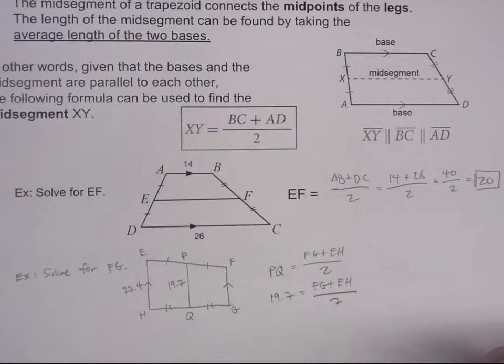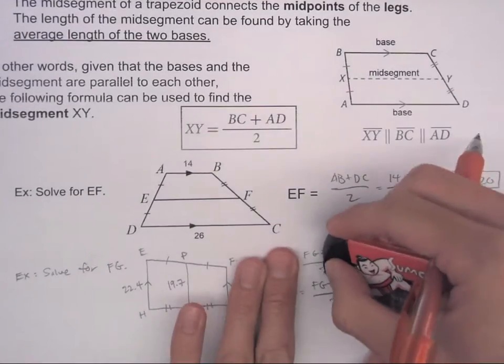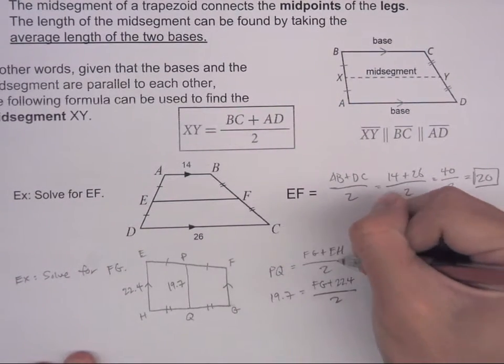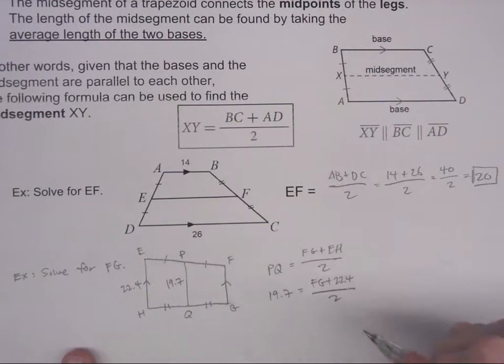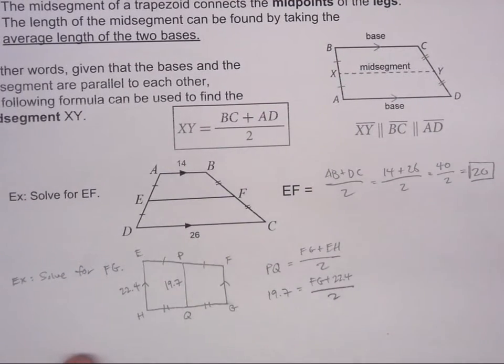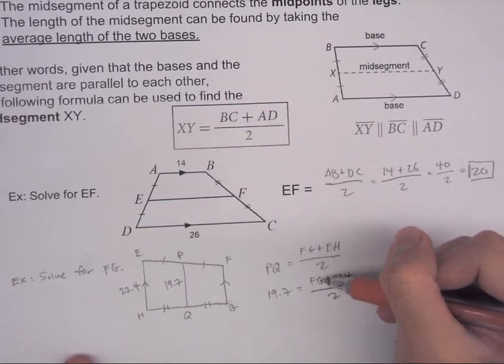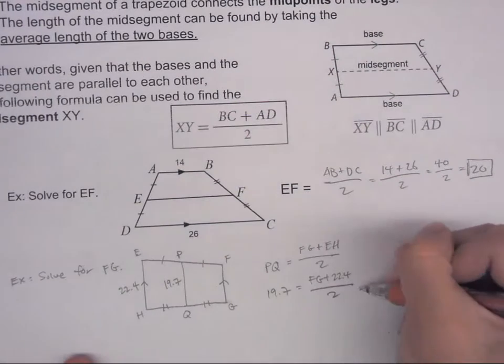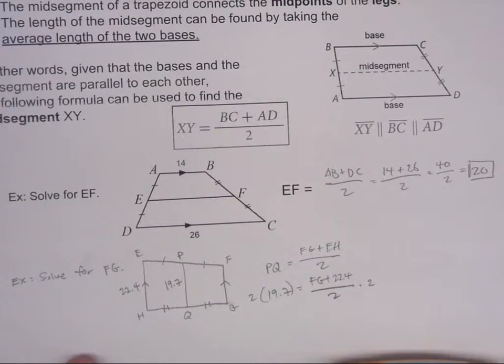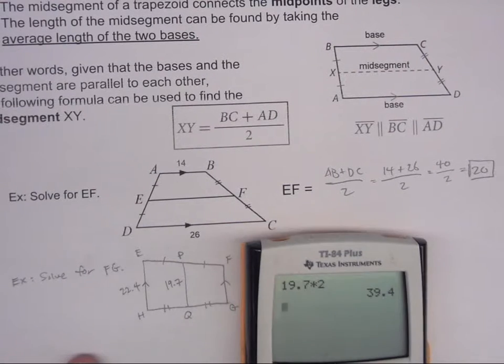Now, our goal is to solve for FG. We also know that EH is 22.4. So I'm going to go ahead and erase this actually. EH is 22.4. So in order to solve for FG, the idea is we want to isolate FG, or if you wanted to, you could call it X. But basically you want to isolate FG by itself. So multiply by 2 on both sides. So 19.7 times 2 is 39.4.